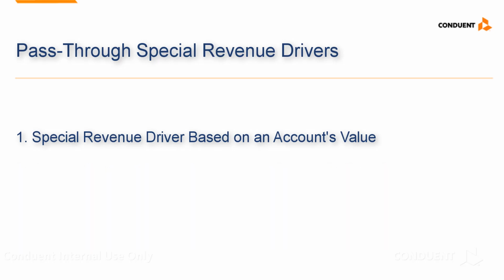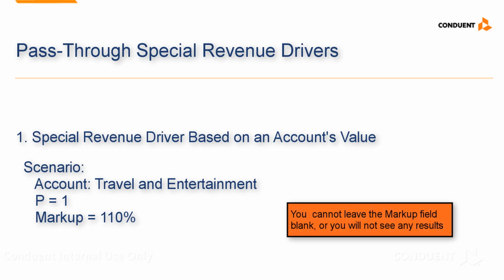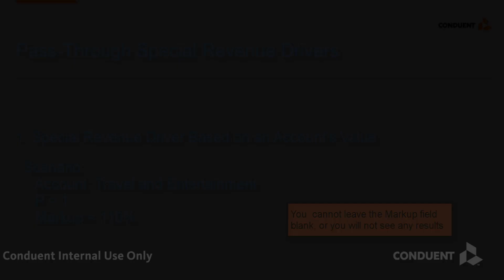For the first type, we will take an account, Travel and Entertainment. We will give it a P of 1. The P refers to the driver rate, which is the same as price. And then we will also select a markup. In this example, I use 100% as the markup, which will pass through the account value without any change. If you wanted a 10% profit, you would use 110% as the markup. You can't leave this field blank or you will have no results.